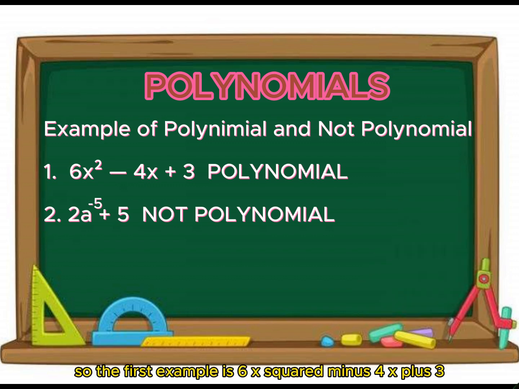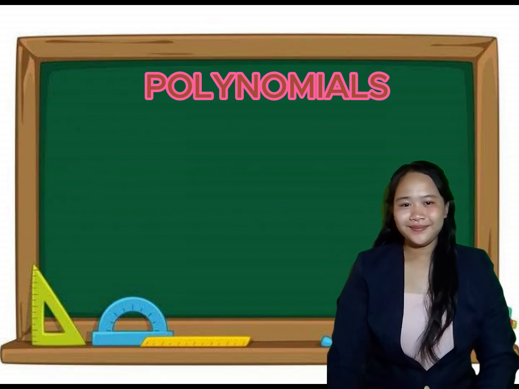The first example is 6x squared minus 4x plus 3. This is a polynomial because the exponent 2 on the variable x is a whole number. And the next example is 2a raised to negative 5 plus 5. This is not a polynomial because the variable exponent, negative 5, is not a whole number.